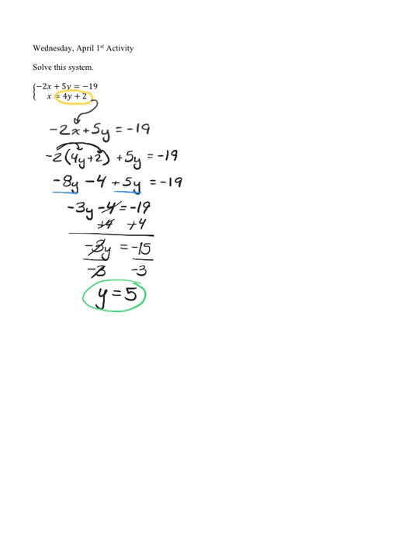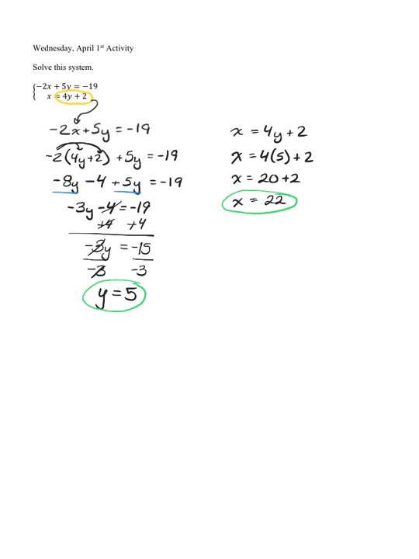Now that I know that y equals 5, I can take that and substitute it into the second equation. My second equation starts off with x equals 4y plus 2. Now I'm going to substitute that 5 in for y. So x equals 4 times 5 plus 2. 4 times 5 is 20. 20 plus 2 is 22. So now I have solved for x: 22.